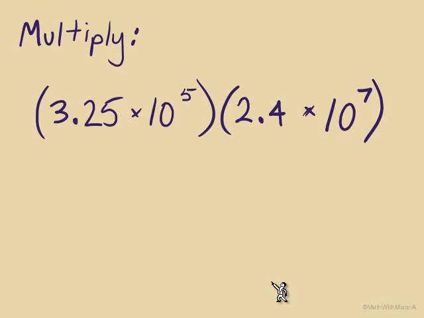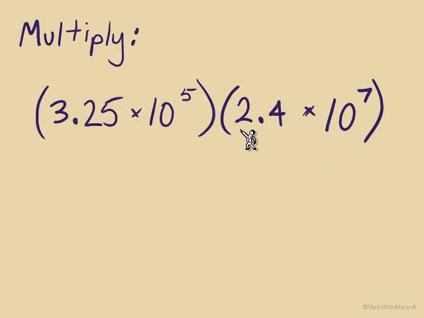Now, I mentioned at the beginning of this video that some operations were easier to accomplish with numbers that were in scientific notation. And we won't get too heavily into that just yet. We're just doing an introduction this time, but I did want to give you one quick example. So we have two numbers in scientific notation, 3.25 times 10 to the 5th and 2.4 times 10 to the 7th, and we want to multiply these two together.